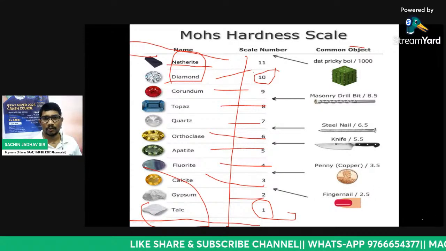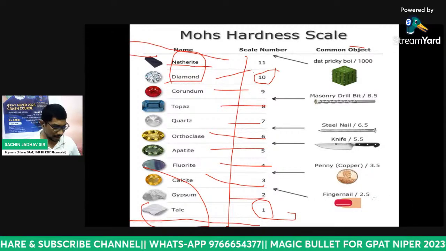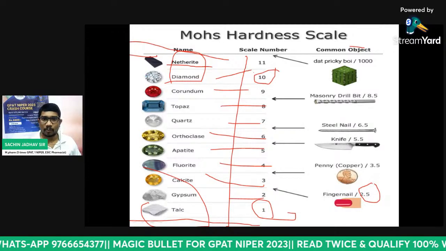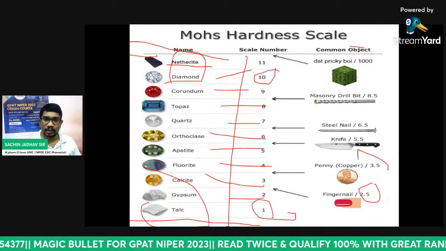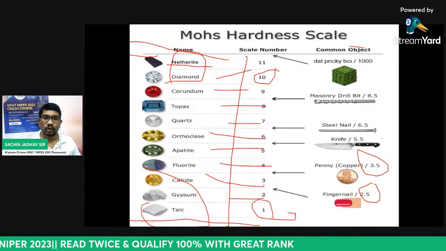So also they have given the relation like fingernails. आपका जो nail होता है fingernail, उसका hardness around 2.5 होता है. आपका जो copper का सिक्का होता है copper penny, so it has hardness number of 3.5. Knife, household knife will have hardness number of 5.5.